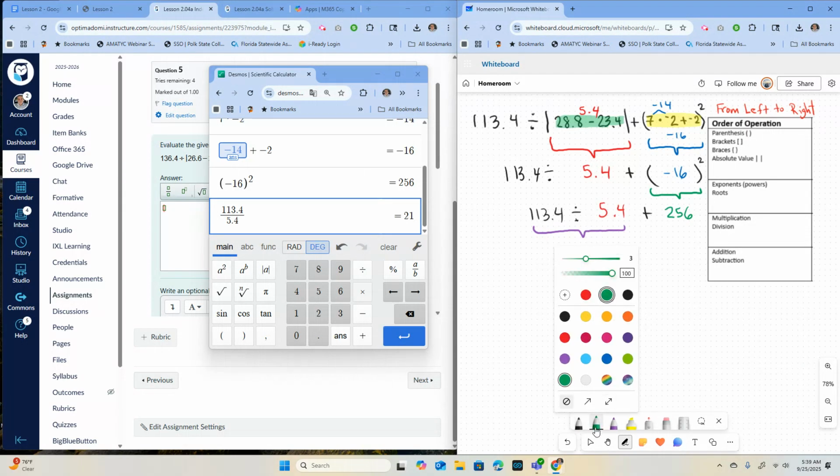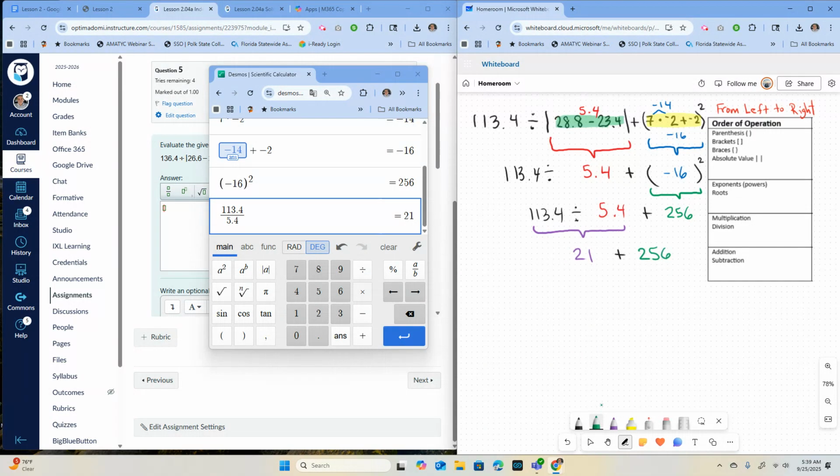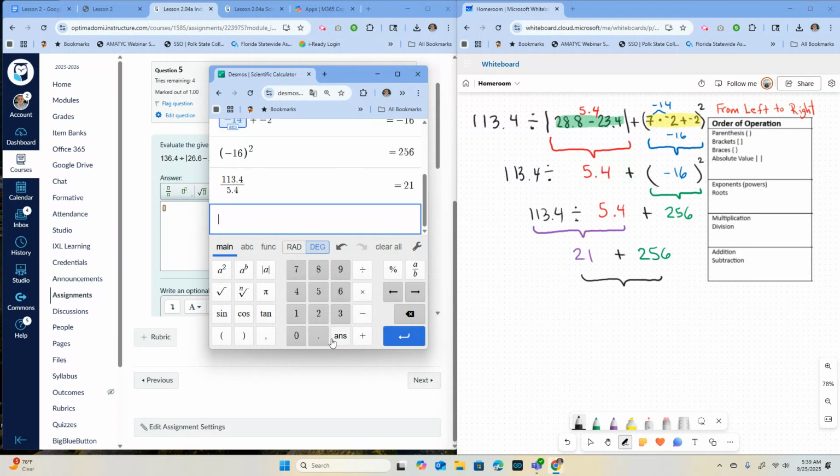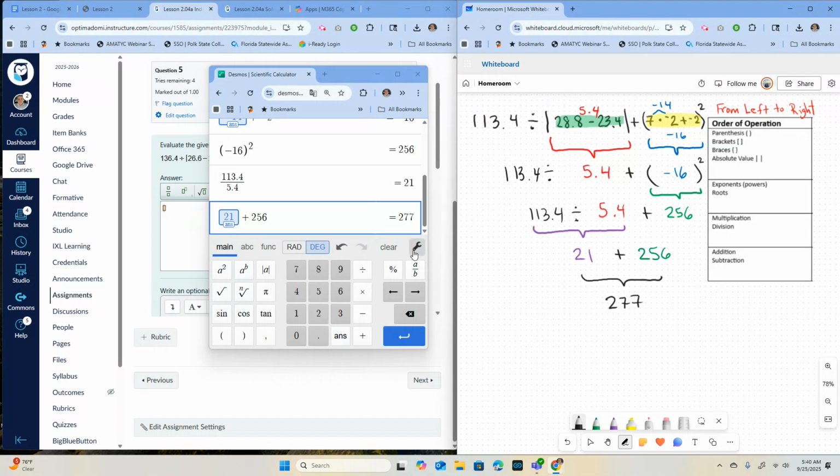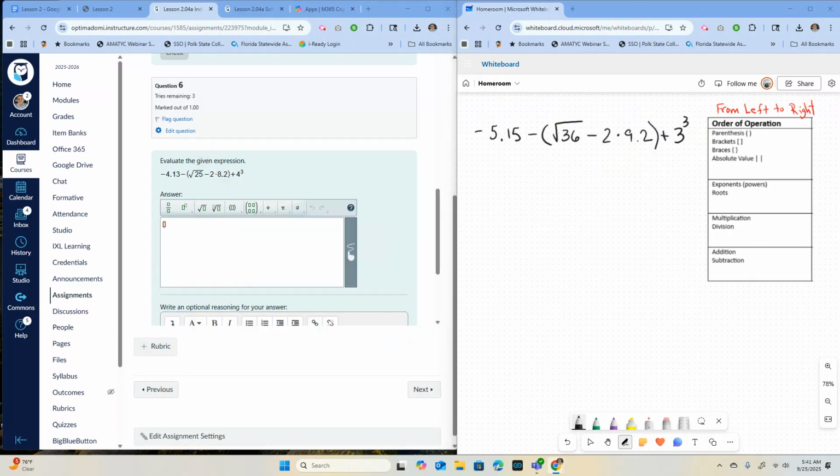I don't know why I took away the green that I needed again. So 256 here. And finally, the last thing I had to do is the addition or subtraction. I only have an addition. So let's put that in the calculator here. So 21 was my last answer. So ANS 21 plus 256. And you can see what is my final answer, 277. Okay, I'm showing you how you follow this checklist of order of operation.